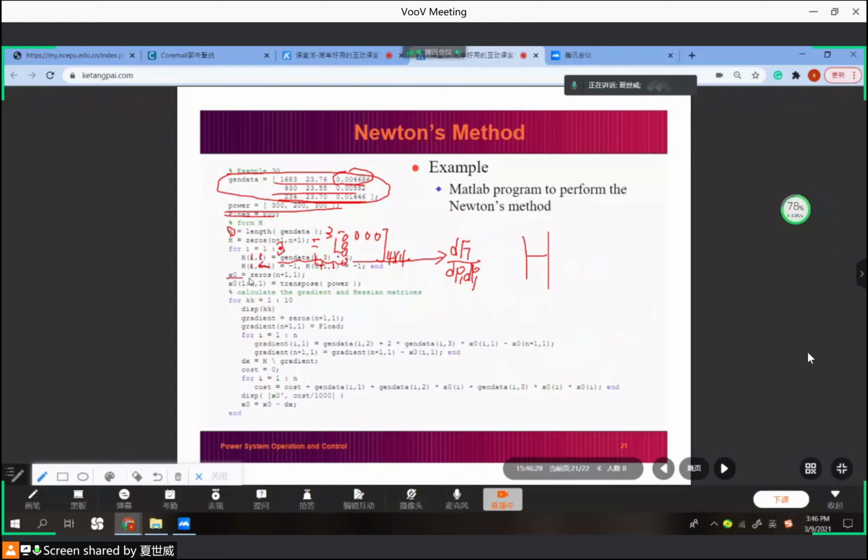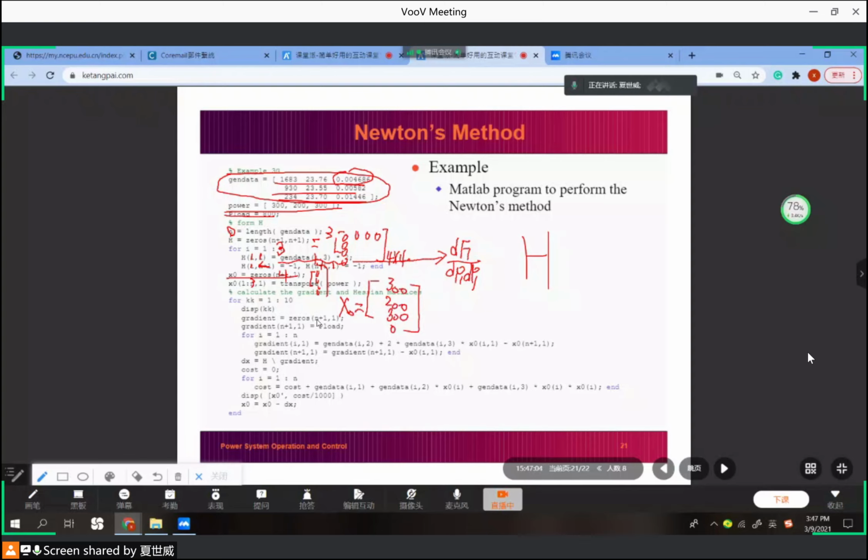So next, we give the initial value x0, e0 for 1. This means we have a matrix. We have vector 0, 0, 0, 0. The vector has 4 elements. So the next x0, 1, 3. We just use the power. That means after this, we have 300, 200, 300, and 0. This is x0. Okay.